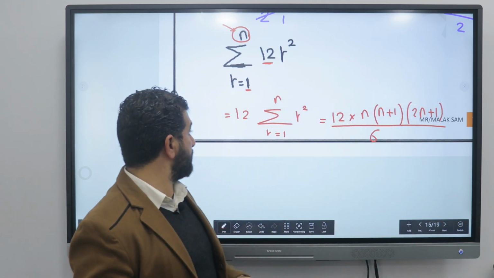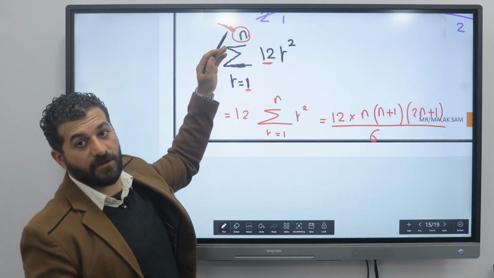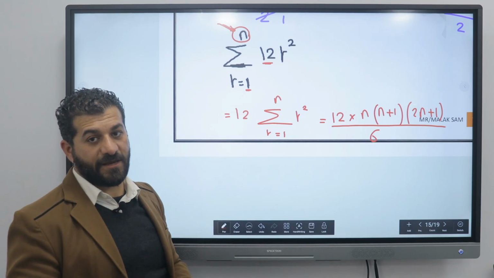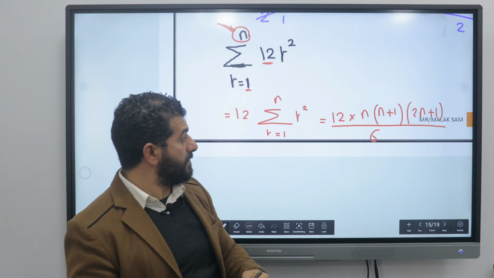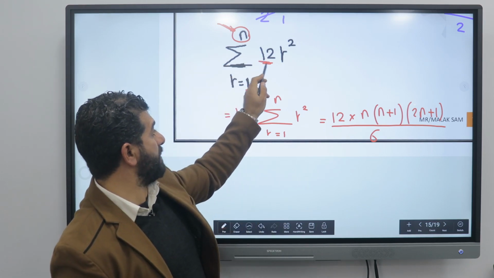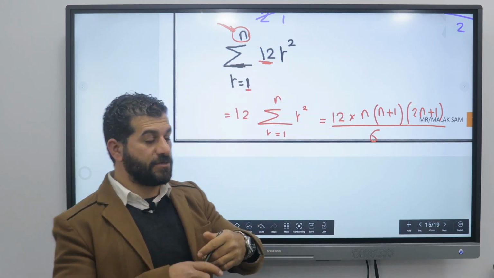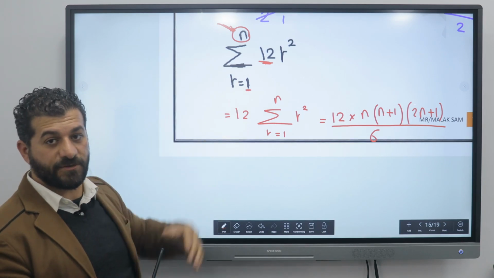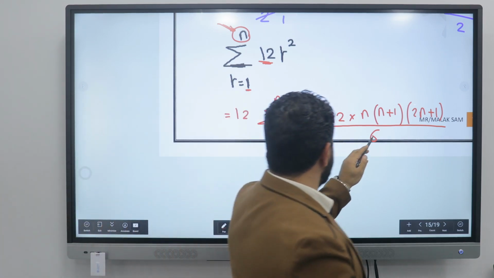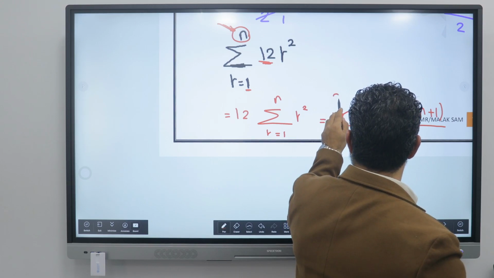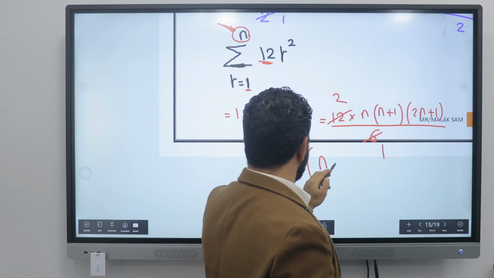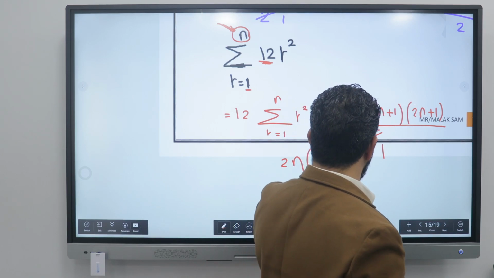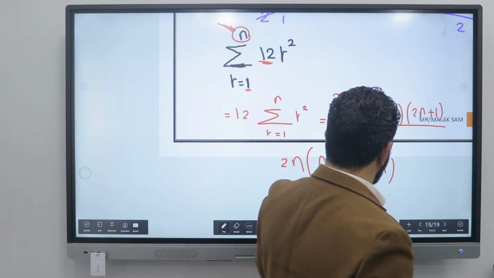Someone might say, but here it doesn't say n. It is given like that, meaning it doesn't give you the last term of the sequence. I wrote 12 here, and the whole idea is that we write the 12 outside the sequence, in front of the sum here. We can simplify: divide by 6 and divide by 12 gives 2. It will be 2n multiplied by n plus 1 multiplied by 2n plus 1.